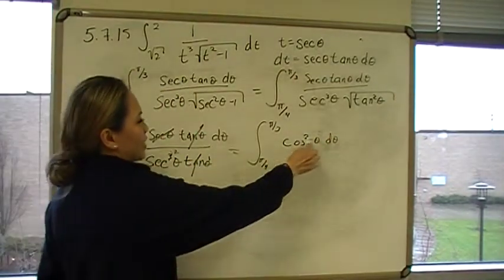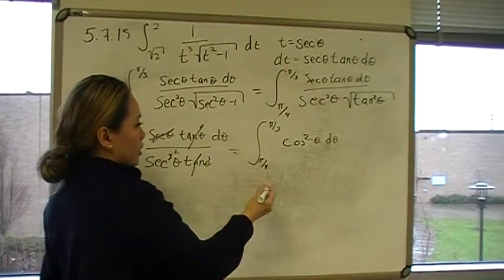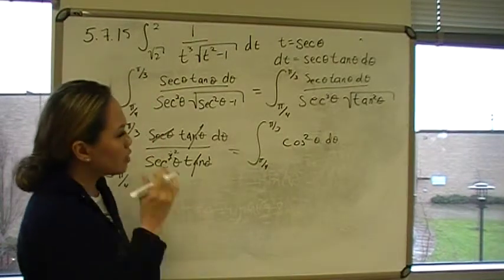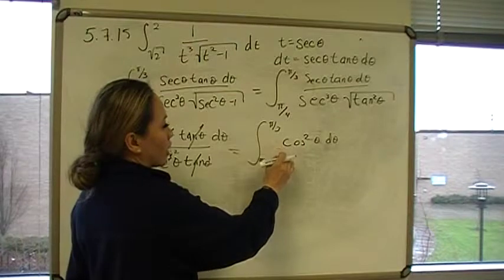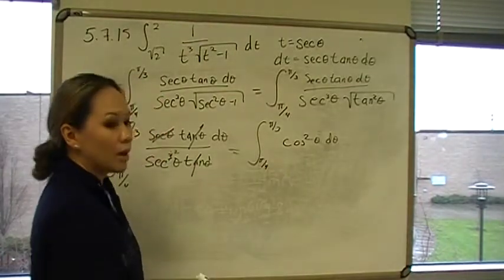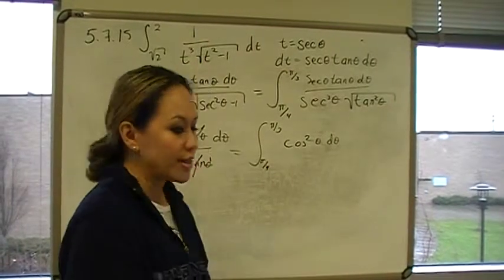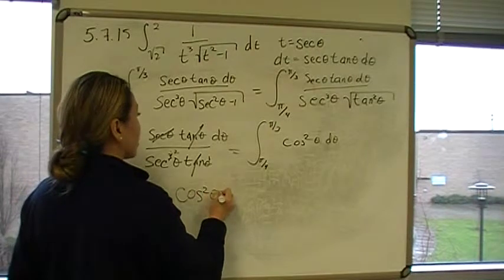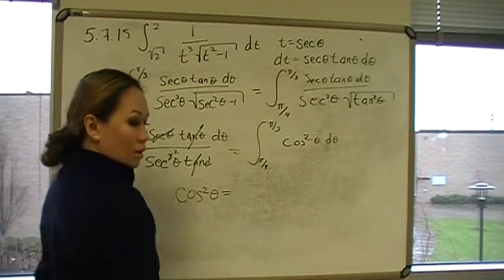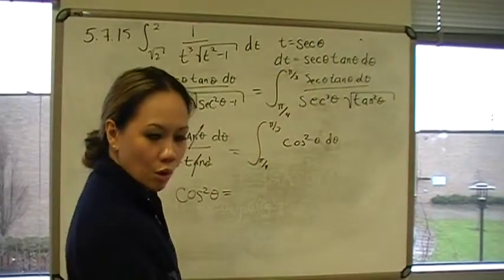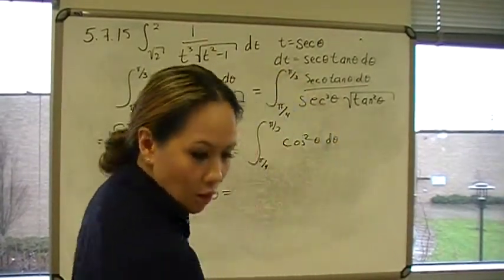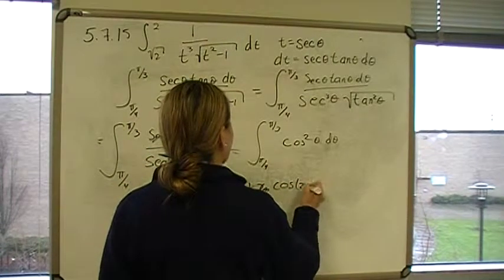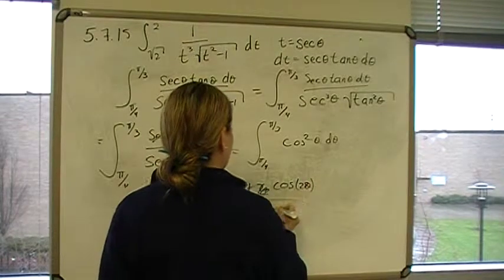Okay, so here we have a squaring function. If we do the substitution rule, we don't have a sine to work with. So what we want to do is use an identity that gets rid of the squaring function, and that would be the half angle identity. So the half angle identity says that cosine squared theta is equal to 1 plus cosine 2 theta, over 2.